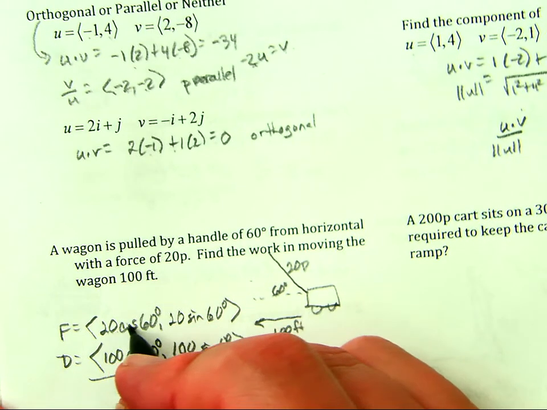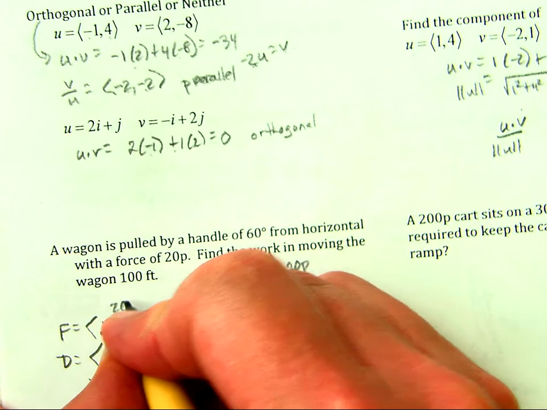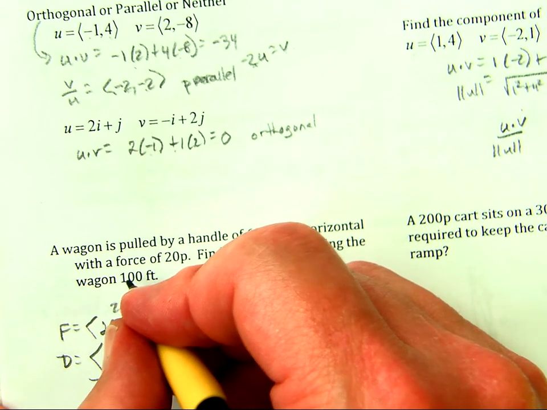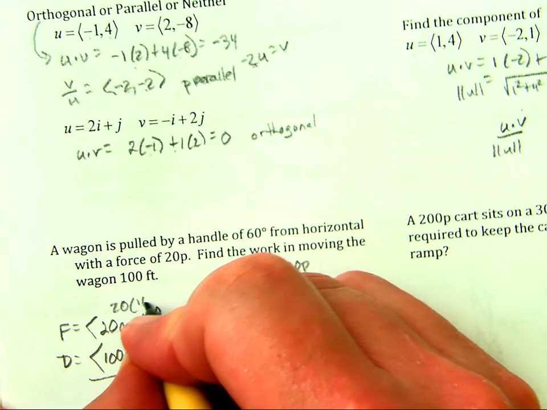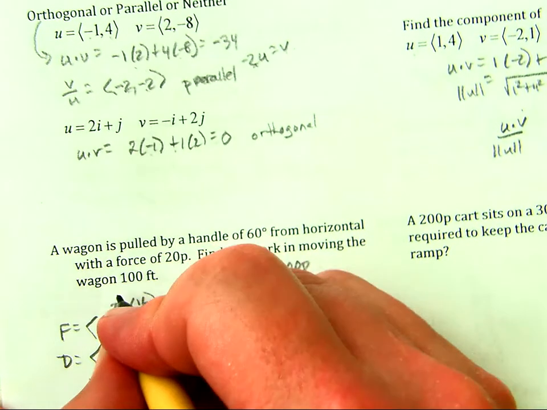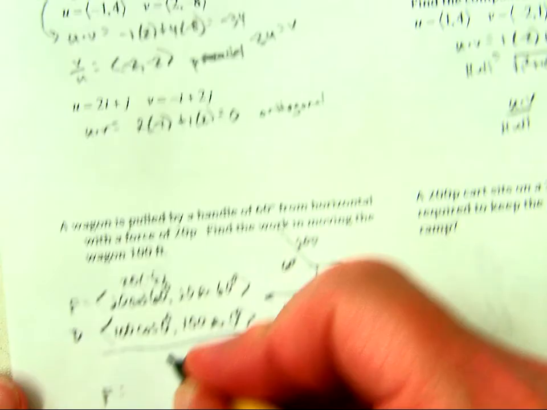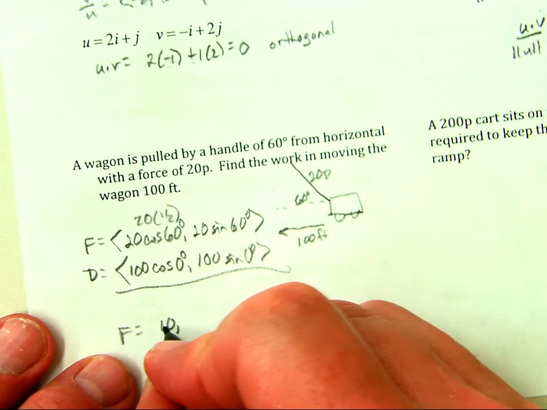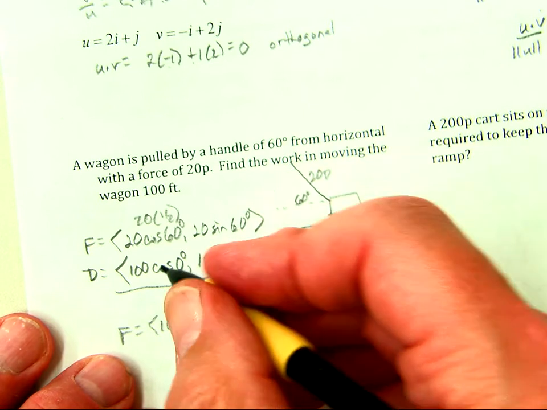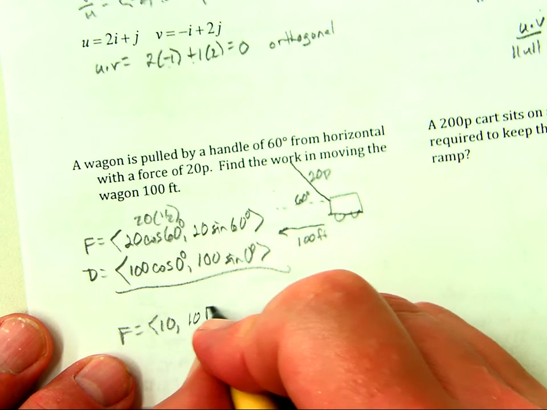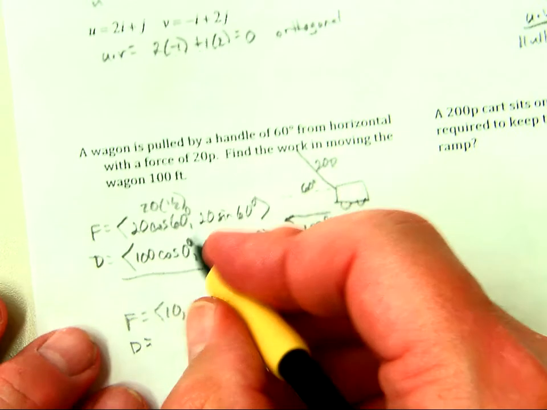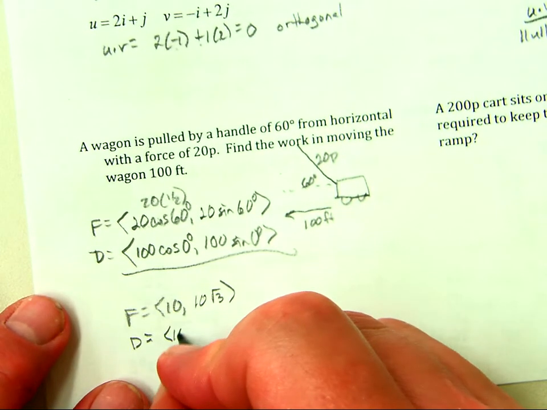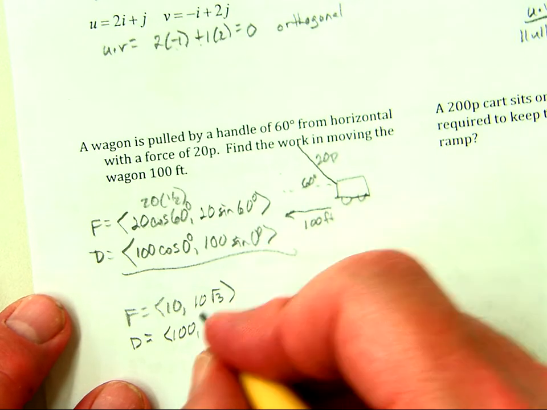We're going to take 20 cosine 60. The cosine of 60 is a half, so that's actually 10. So our force vector is 10. The sine of 60 is radical 3 over 2, so that's 10 radical 3. Our distance, well, the cosine of 0 is 1, so that's 100. The sine of 0 is 0.